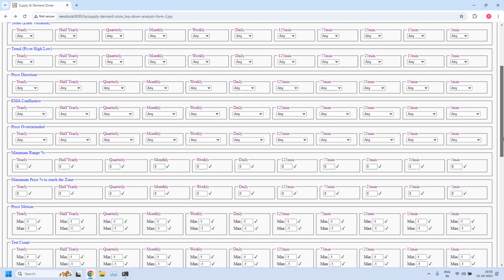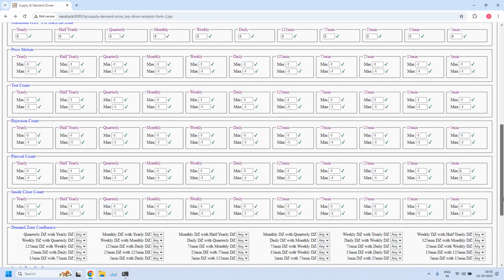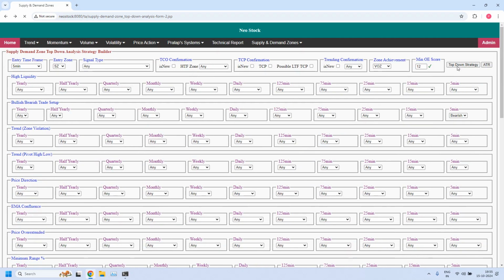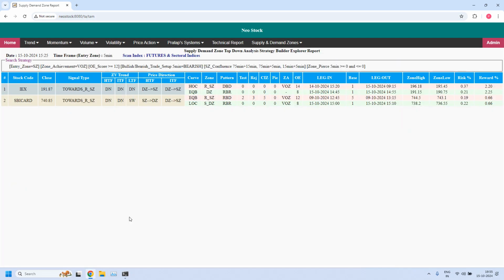That is 5 minutes, 15 minutes and 75 minutes supply zone confluence. Already first one is filtered, 5 minutes supply zone with 15 minutes. Next 5 minutes supply zone with 75 minutes supply zone confluence enabled, and 15 minutes supply zone with 75 minutes supply zone confluence filter is enabled. Now let's verify. Two stocks are filtered. In both these stocks, 5 minute zones are part of the 15 minute supply zone. Both 5 minutes and 15 minute supply zones are part of the 75 minute supply zone. And both these stocks, 75 minutes trend is downtrend.